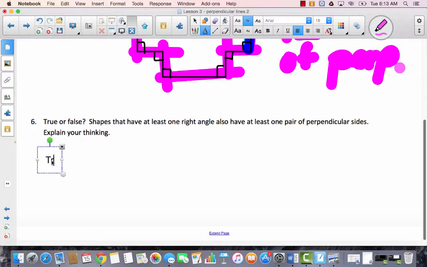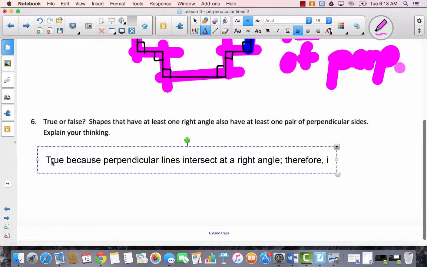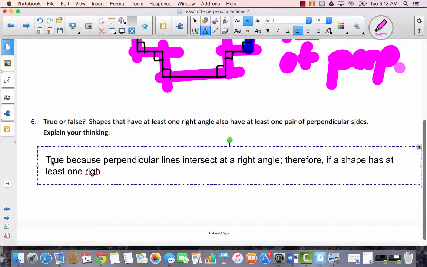All right, so I believe that this is true because perpendicular lines intersect at a right angle. Therefore, if a shape has at least one right angle, the sides that form the right angle are perpendicular. I don't think I spelled perpendicular right. I left that a P, didn't I?